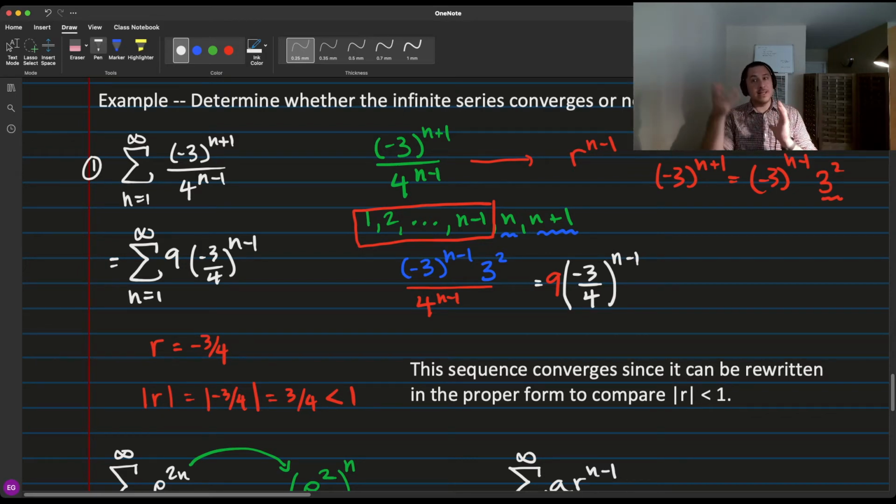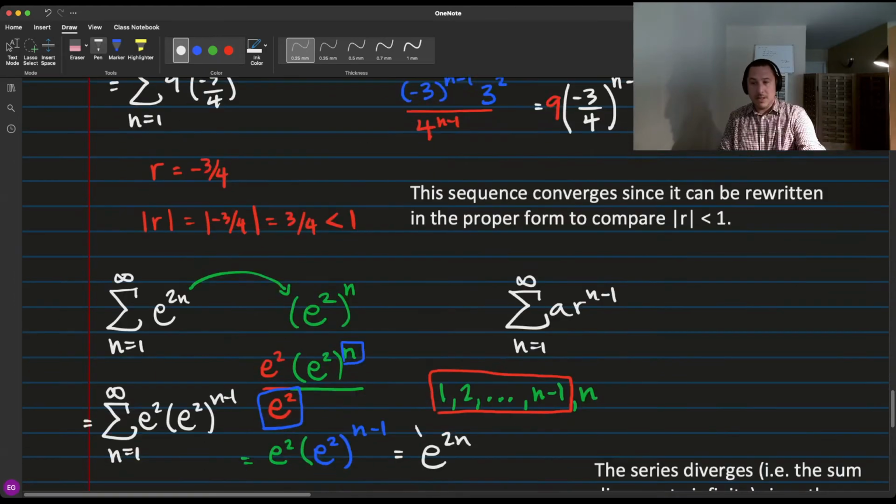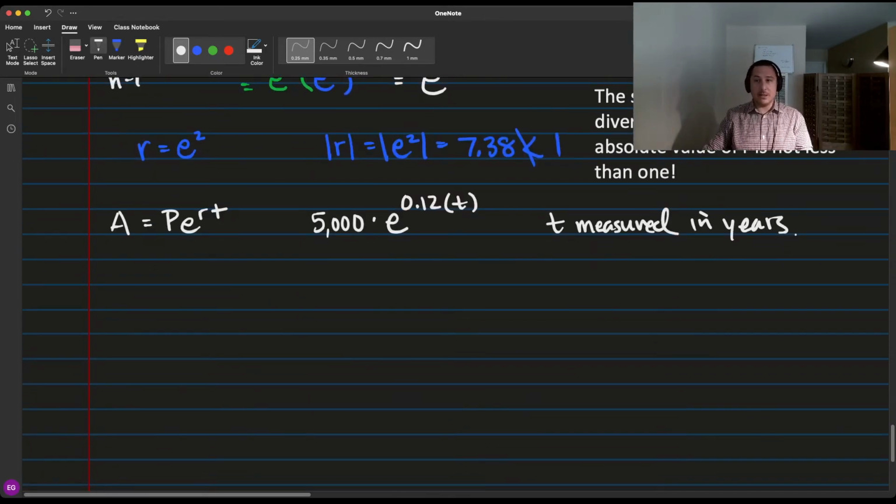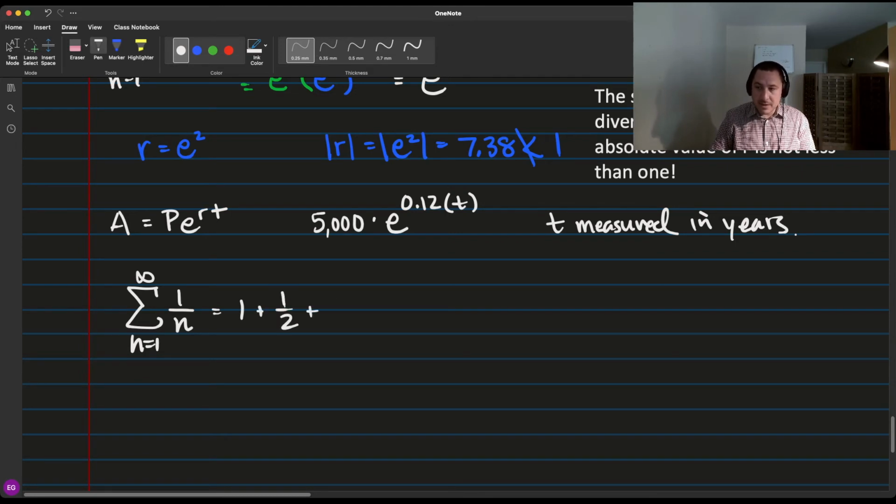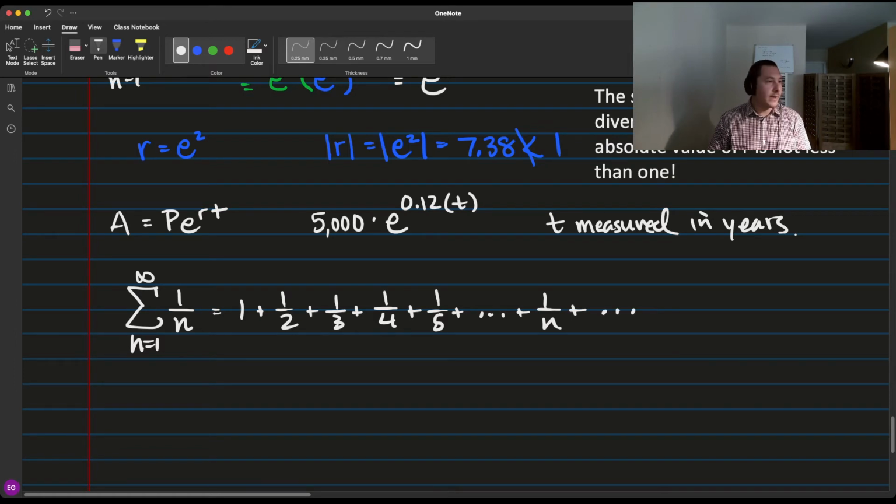There are weird series where, even though the terms are really tiny, if you keep on adding, it actually still goes to infinity. A good example of this is the harmonic series, which is the sum from n equals 1 to infinity of 1 over n. That is 1 plus 1 half plus 1 third plus 1 fourth plus 1 fifth plus dot dot dot 1 over n to whatever n you're going to, plus dot dot dot forever and evermore, right?